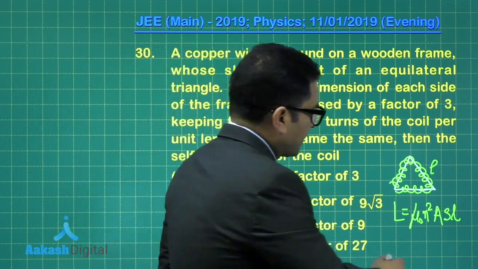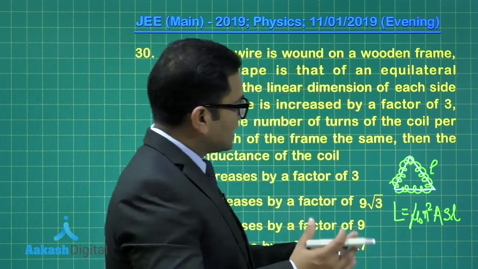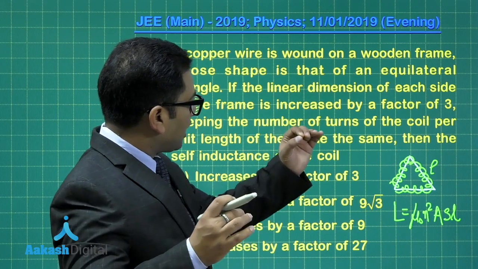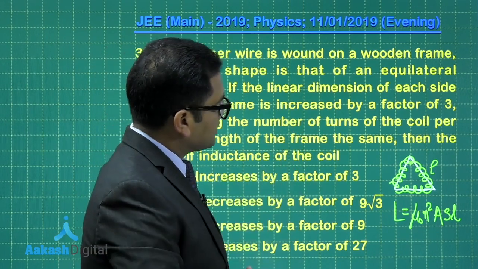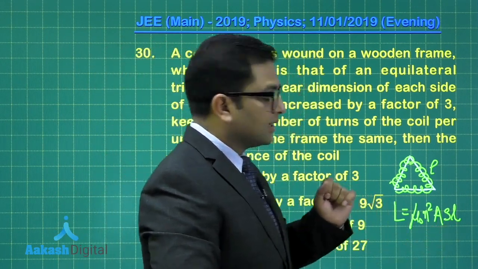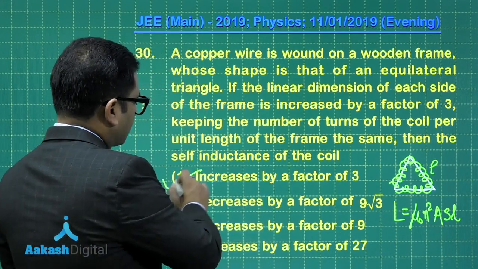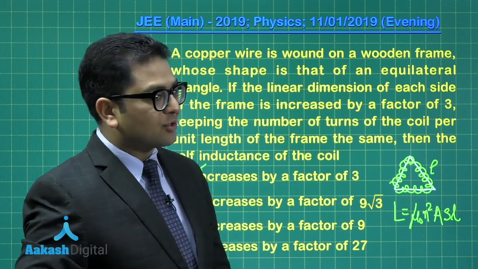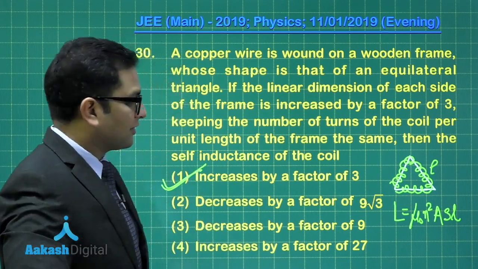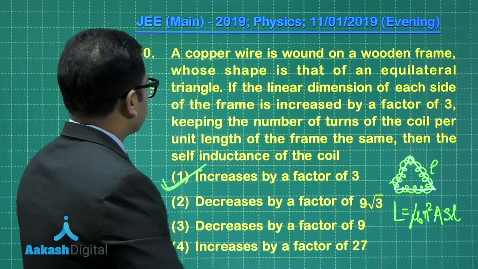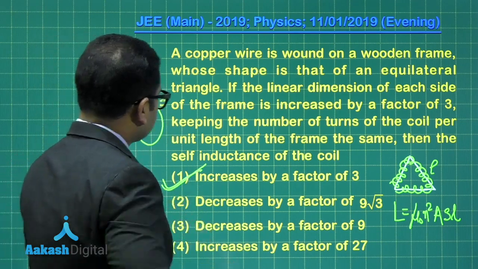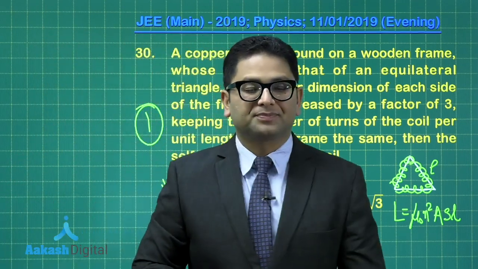Now rest all parameters are constant. It just says that the linear part has been increased by 3 times. So yes, the self-inductance increases by a factor of 3, not by a factor of 9. You better be careful on that point. So question number 30 has first option as the correct option.